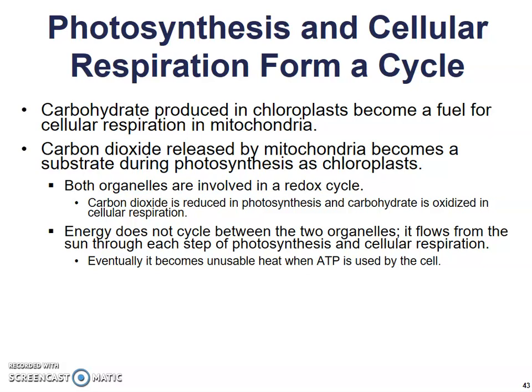Energy does not cycle between the two organelles. It flows from the sun through each step of photosynthesis and cellular respiration. Eventually, it becomes unusable heat when ATP is used by the cell.